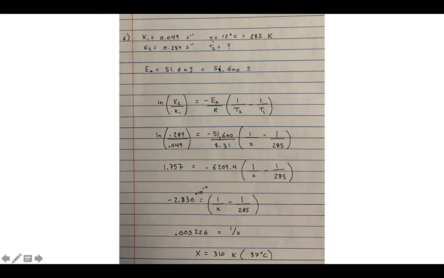And so this is the CC equation. That's just what I call it for short. The natural log of K2 over K1 is equal to the negative activation energy over R times 1 over T2 minus 1 over T1.